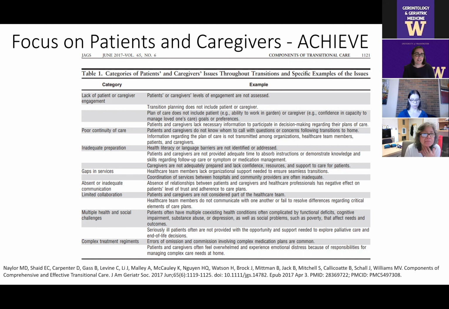And then, gaps in service, if they need to have a follow-up that wasn't scheduled when they left the hospital and they have to call and it's really hard to make that appointment. Or, again, limited collaboration if the healthcare team is making decisions without the patients and families involved and asking their input. And also for patients who have complex treatment regimens, you have more opportunities for errors and for issues. And so patients often feel overwhelmed.